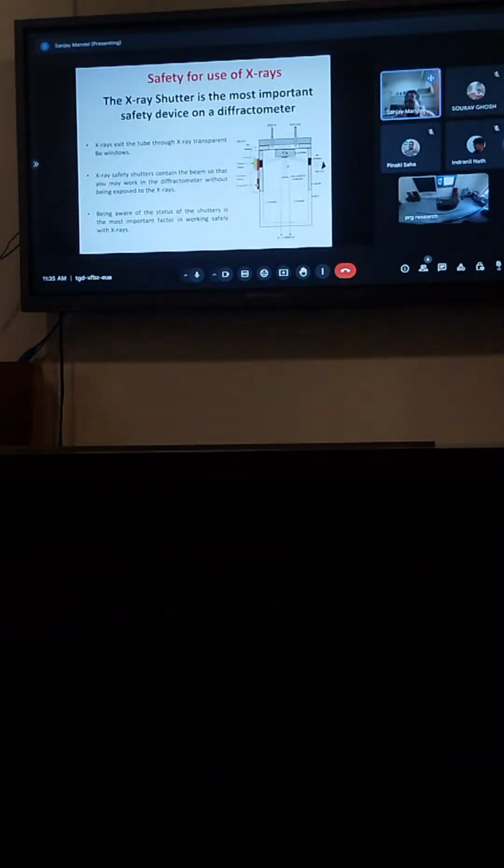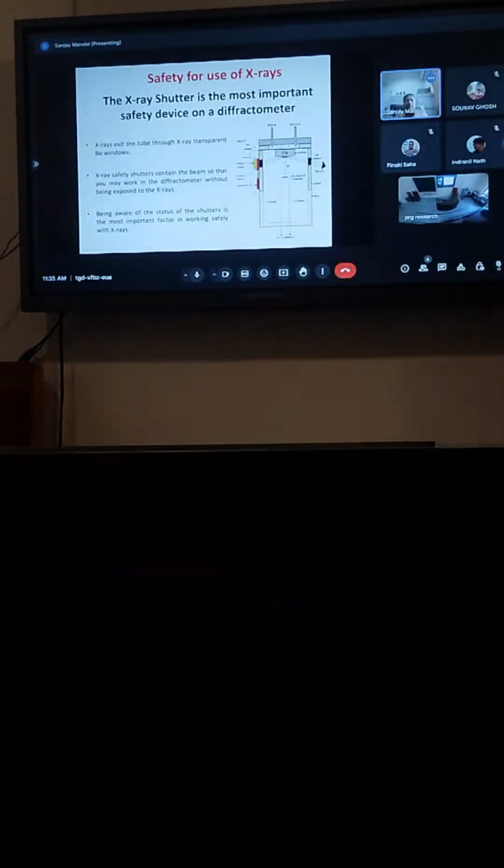Similarly, as you will see in a few minutes, diffractometers come with a glass window, and that glass has lead, so no X-ray comes out. And this is a safety matter. In other countries, nobody can bypass this kind of thing. In India, some engineers try to manipulate it, but elsewhere it doesn't happen.